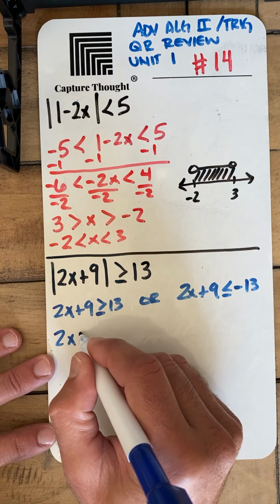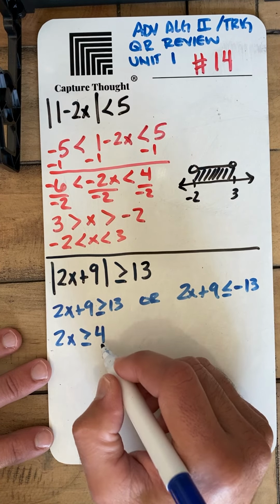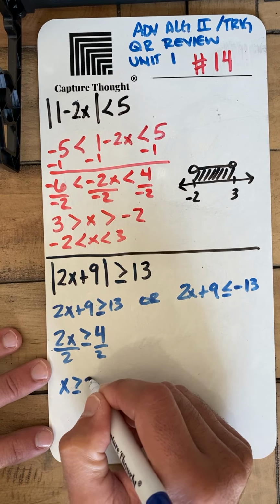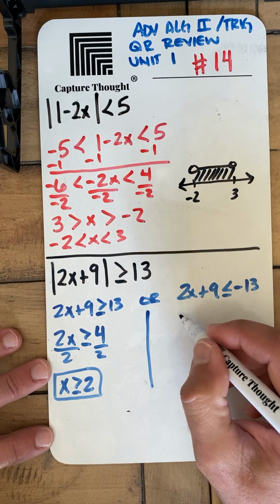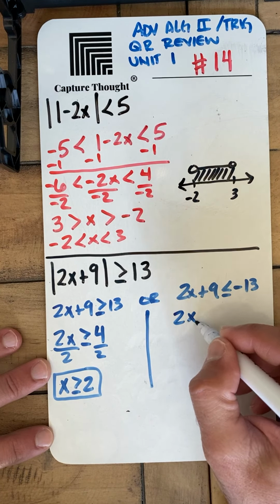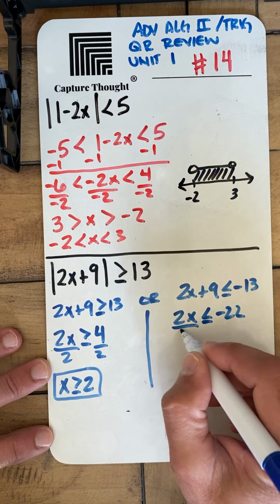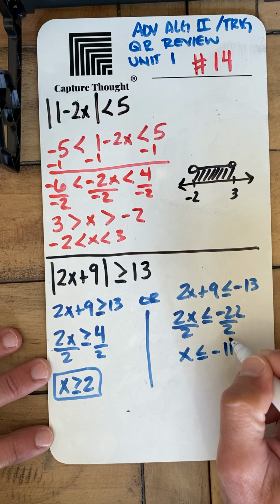So 2x is going to be greater than or equal to 13 minus 9, which is 4. So divide by 2, divide by 2. So x is greater than or equal to 2. That's one of my answers. Or I'm going to see here if I subtract 9 from both sides, 2x is going to be less than or equal to -22. Divide by 2, divide by 2. So x is less than or equal to -11.